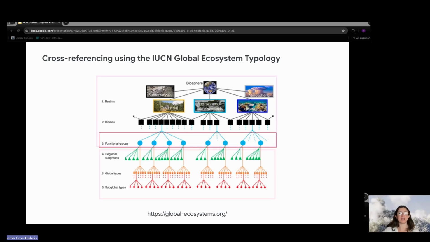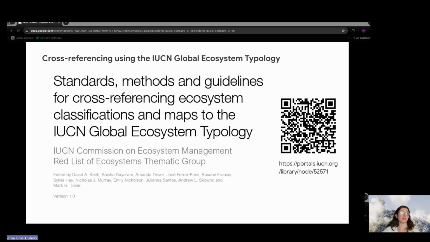So we map at level 3 of the typology, and these are called ecosystem functional groups. We follow the IUCN guidelines for cross-referencing to the typology here. If you do want to learn more about how we do this, you can access the full report through the QR code on the right here.